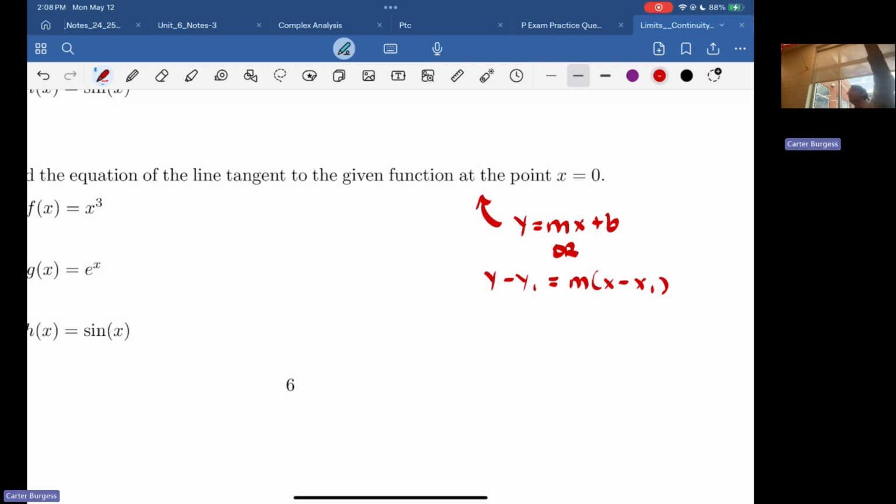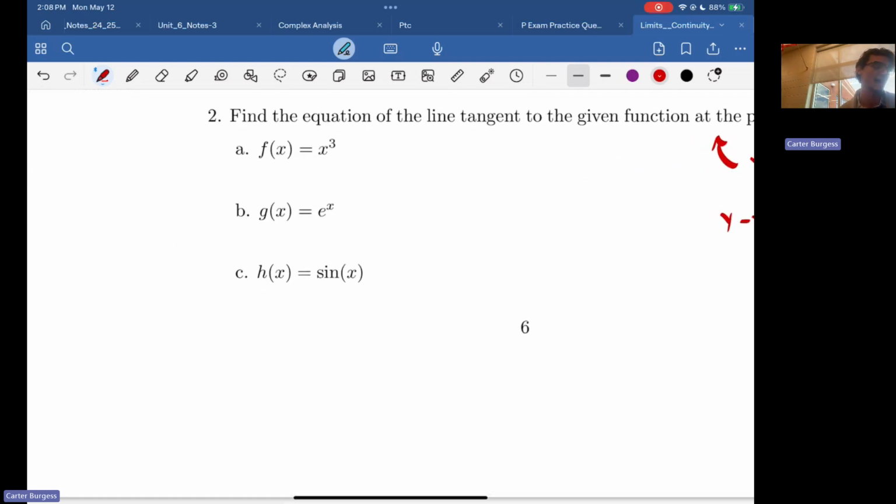So what are the two essential pieces of information that we need in order to generate the equation of a line? We need the slope and we need a point, right? It doesn't necessarily need to be the y-intercept. If it is, cool. If it's not, then we can use the second formula. That is also totally fine. So we need slope, we need point. The point comes from the original equation.